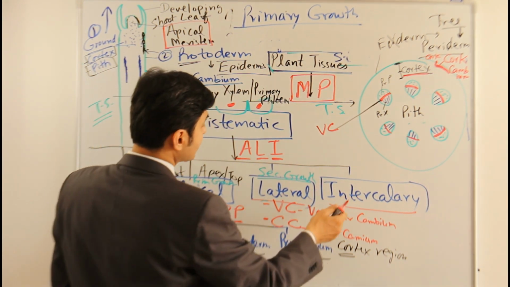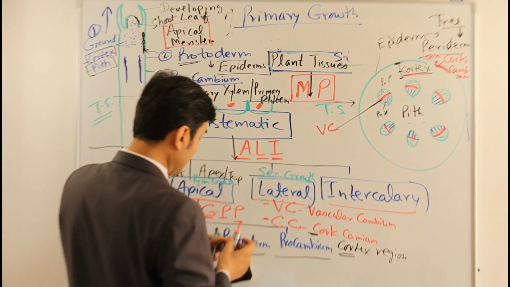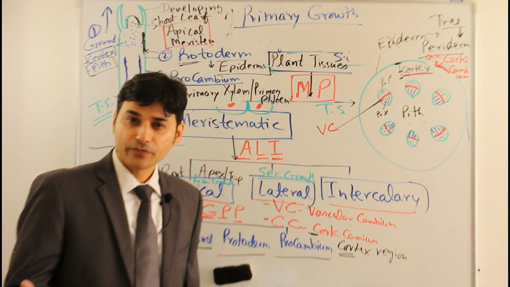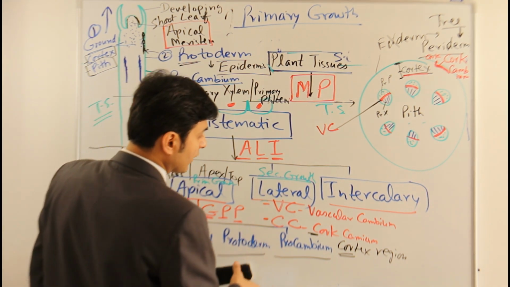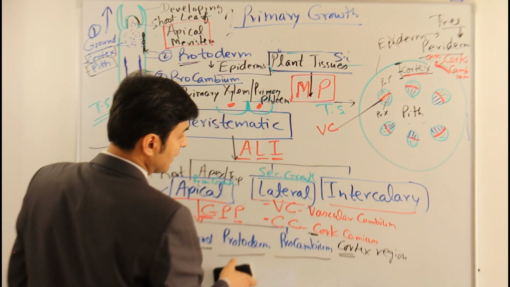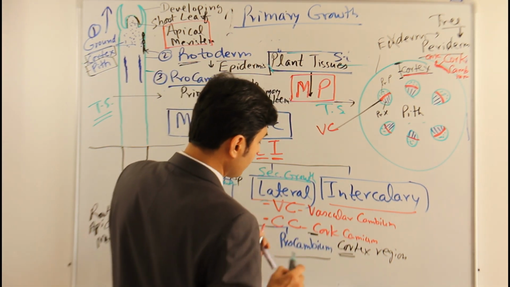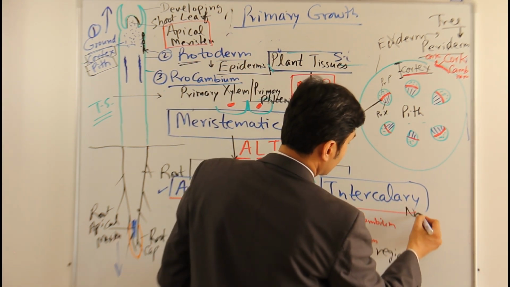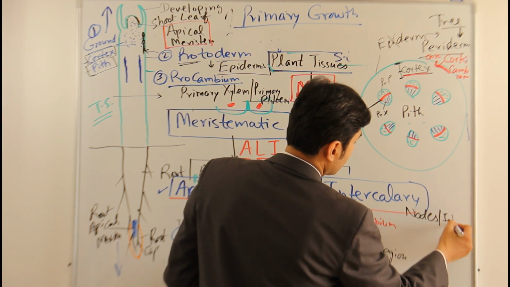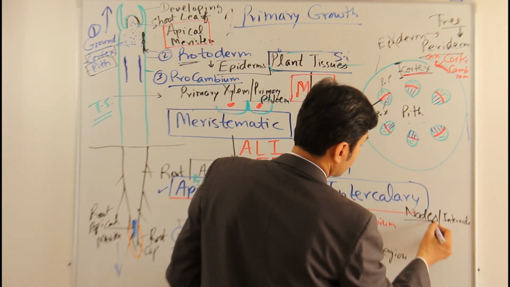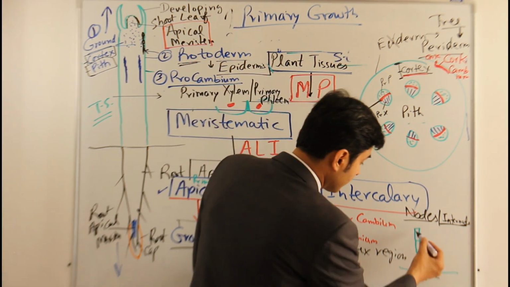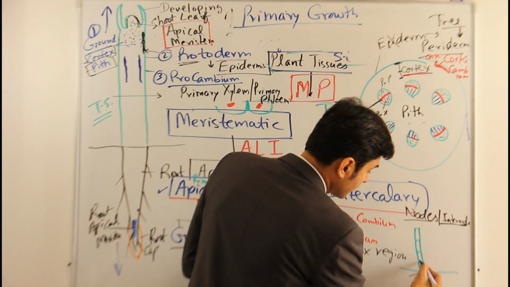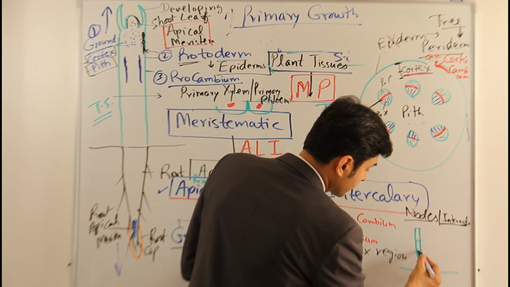Now the last type of the meristematic tissue is intercalary. This one is present in monocots, like in bamboo or in grasses. Now what happens in the intercalary, let me draw here. It is basically found at the base of the nodes and the internodes. You can see this is the monocot plant, and it has these nodes. So this is found here at the bases of the nodes, like this.